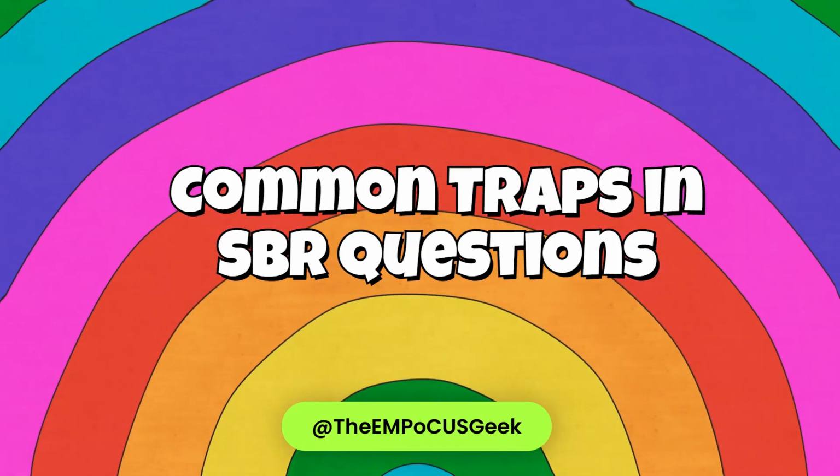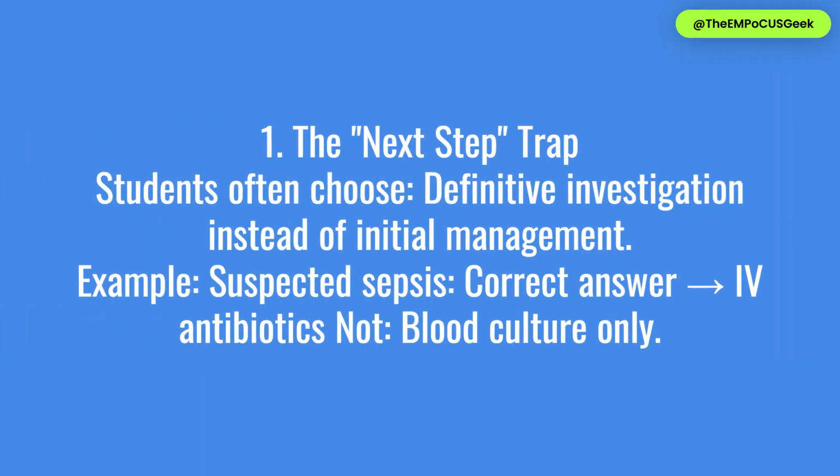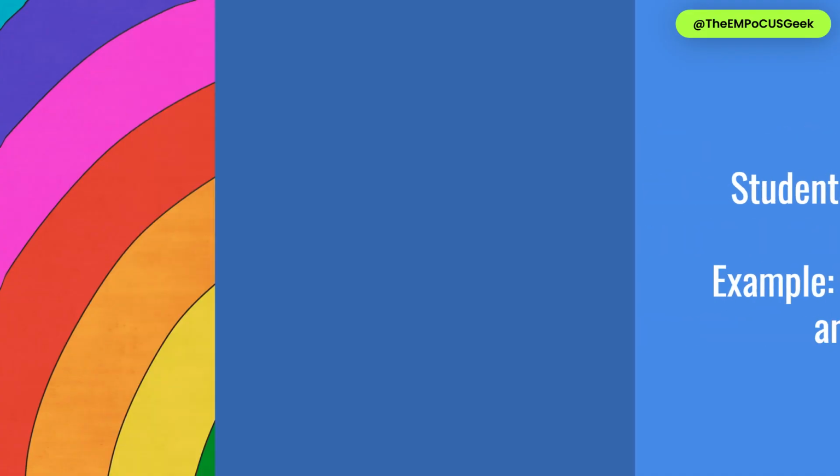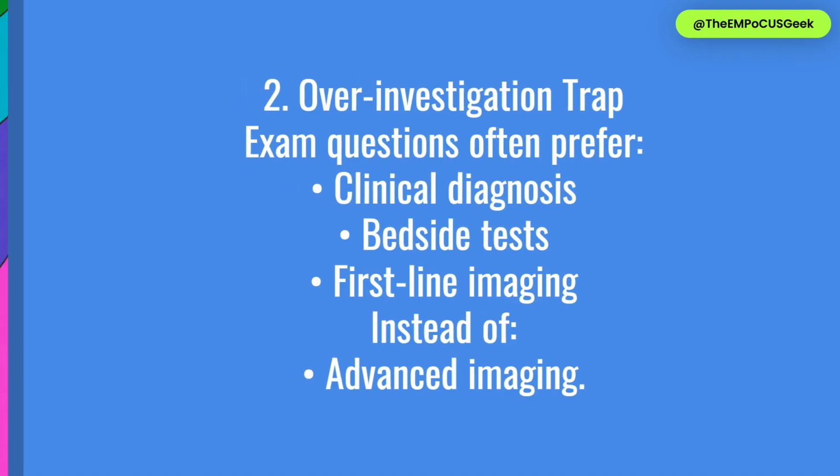Let's now look at common traps in SBR questions. The next step trap. Students often choose definitive investigation instead of initial management. For example, in a patient with suspected sepsis, the next step would be IV antibiotics, not simply blood cultures. The over investigation trap. Exam questions often prefer clinical diagnosis, bedside tests, first line imaging instead of advanced imaging.